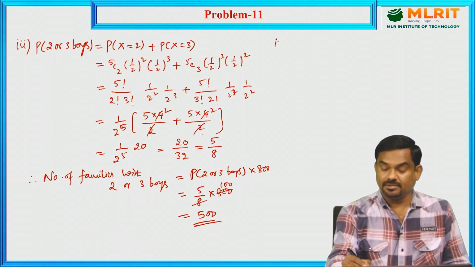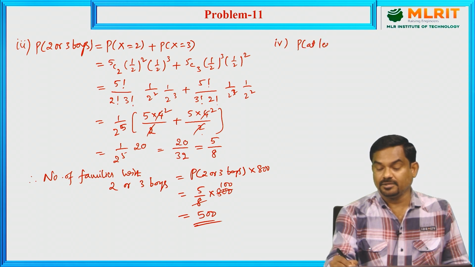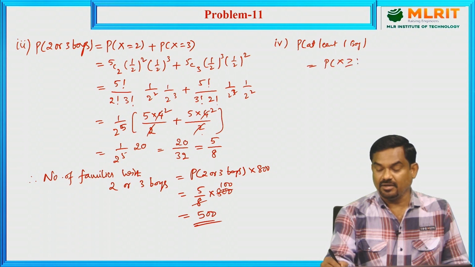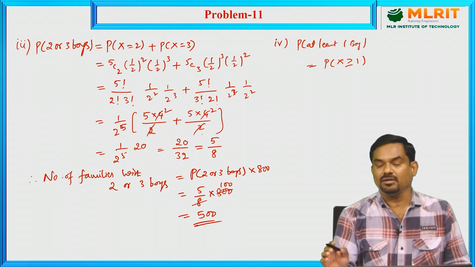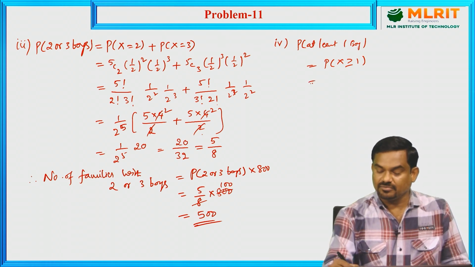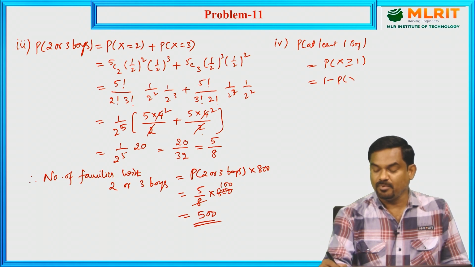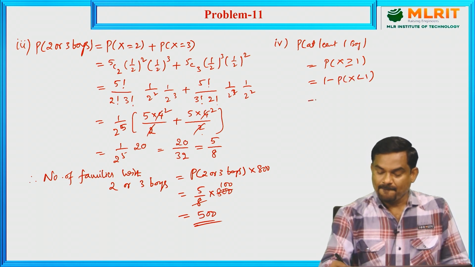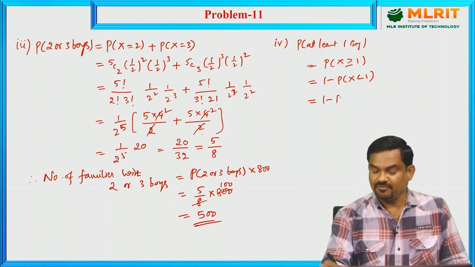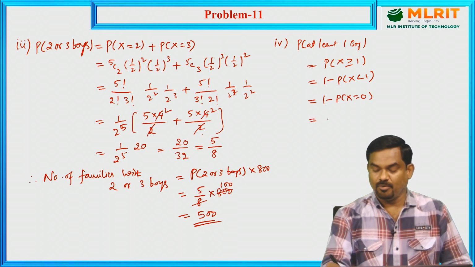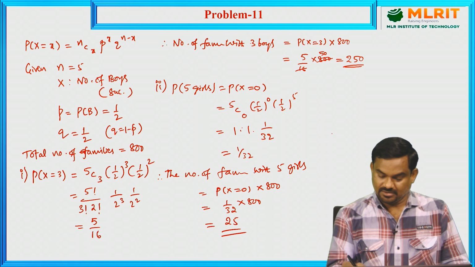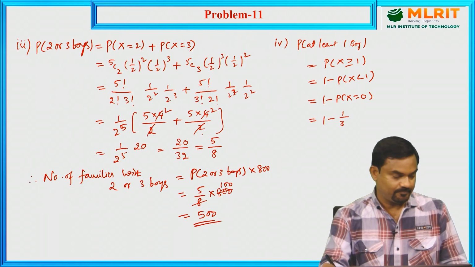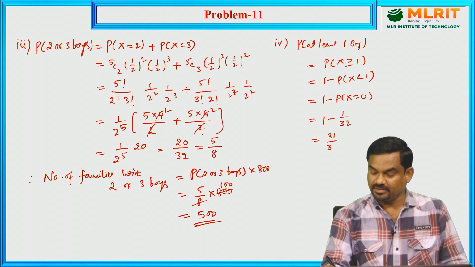At least means probability of at least 1 boy. That means probability of x greater than or equal to 1. At least 1 boy means minimum 1 boy. So either 1 or 2 or 3 or all children are boys. Instead of finding all those values, we will calculate 1 minus probability of x less than 1. And here this is 1 minus, x less than 1 means x equal to 0. No boys. So that we already calculated as 5 girls. So the probability is 1 by 32, so 1 minus 1 by 32, which is 31 by 32.